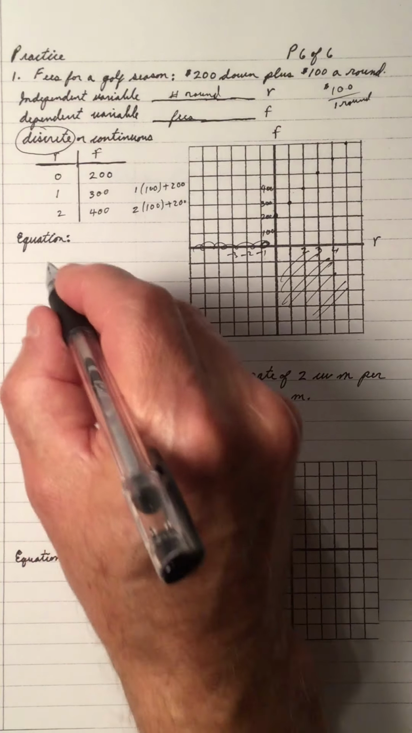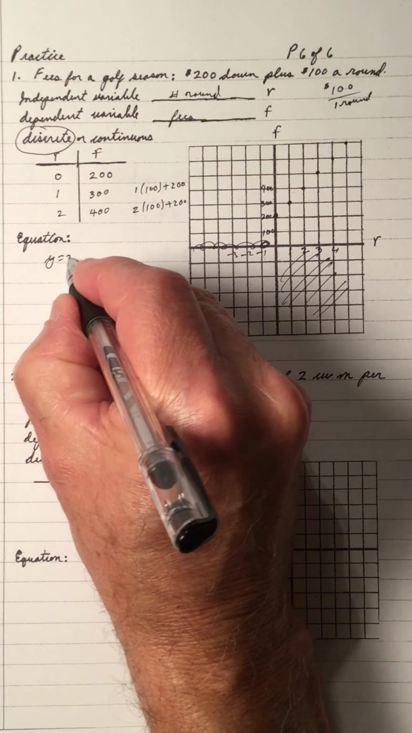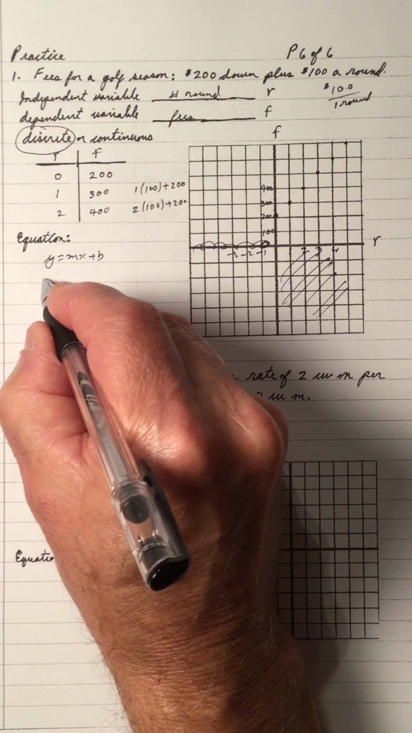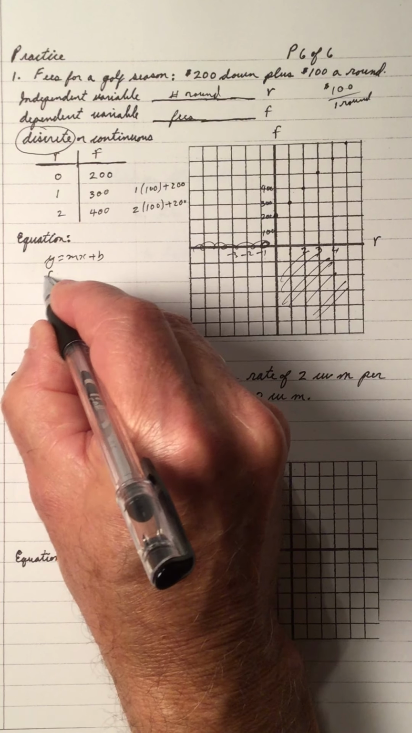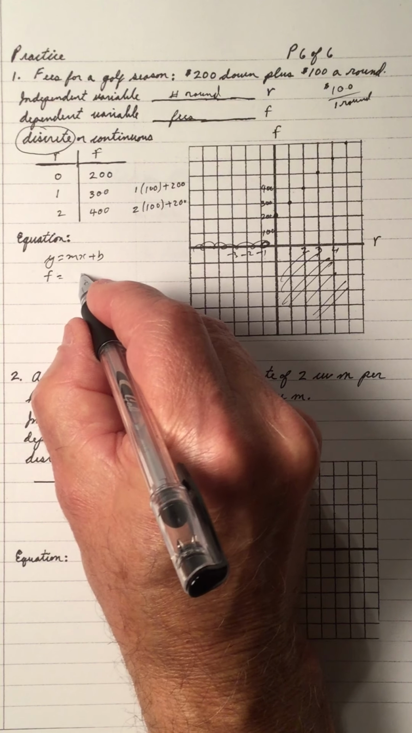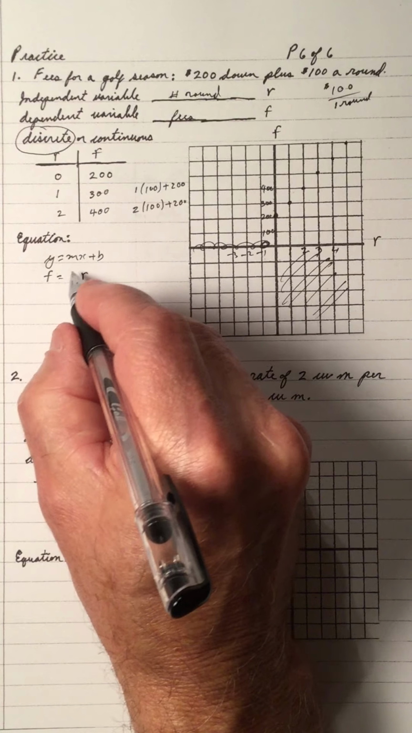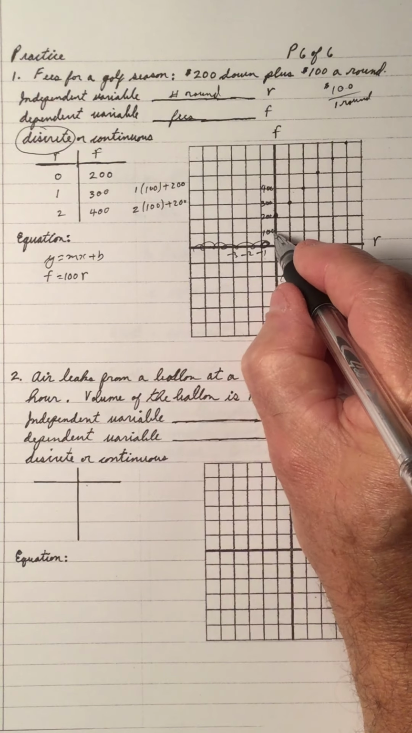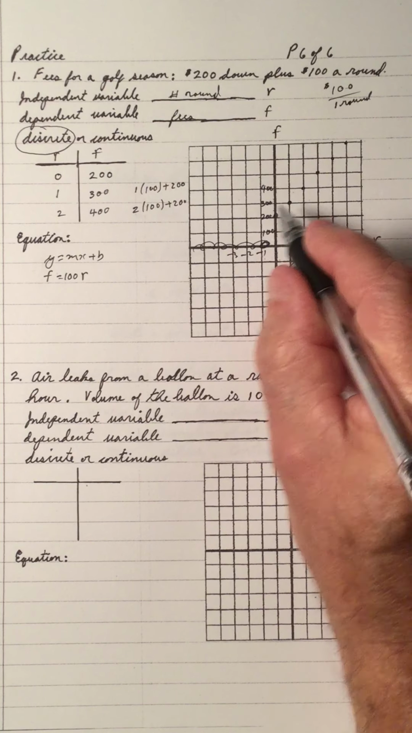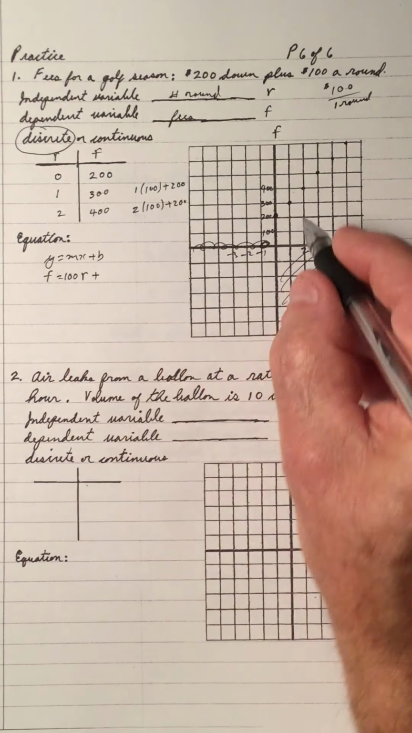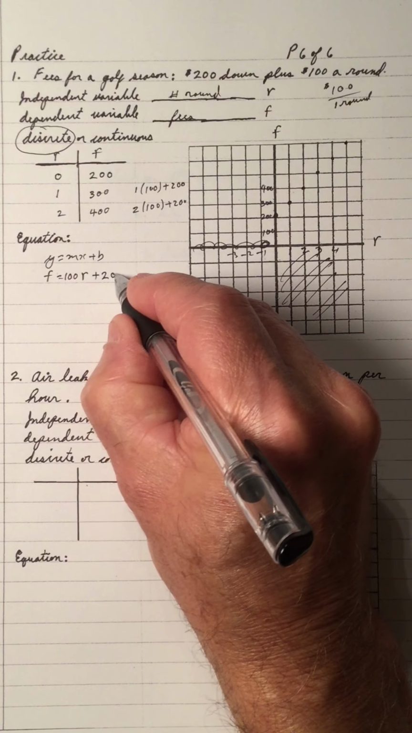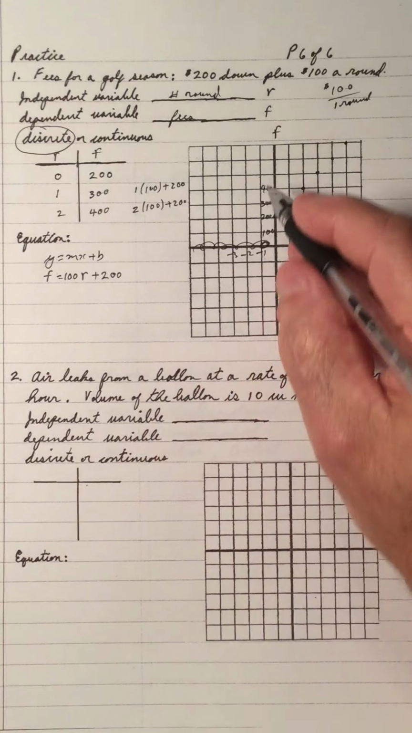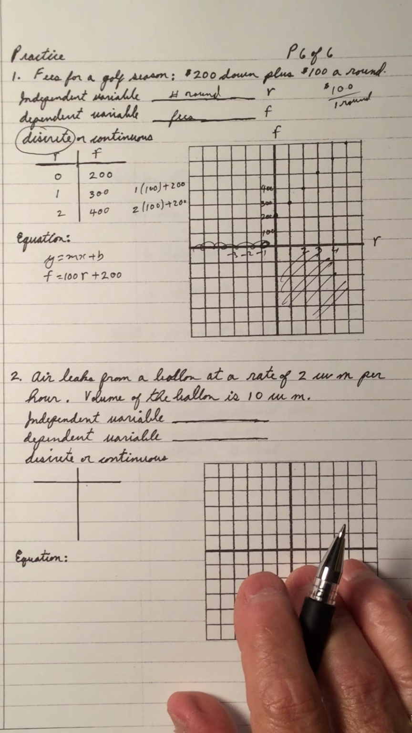And the equation, if you think about it, is y equals mx plus b. You have your F, which is your y, and you have your R, which is your rounds, and you're paying $100 because that's your slope. You're going up 100, right one, and you're starting off at $200. So if you took the ordered pairs and worked it out, this is what you would get, but you can see that from your graph.